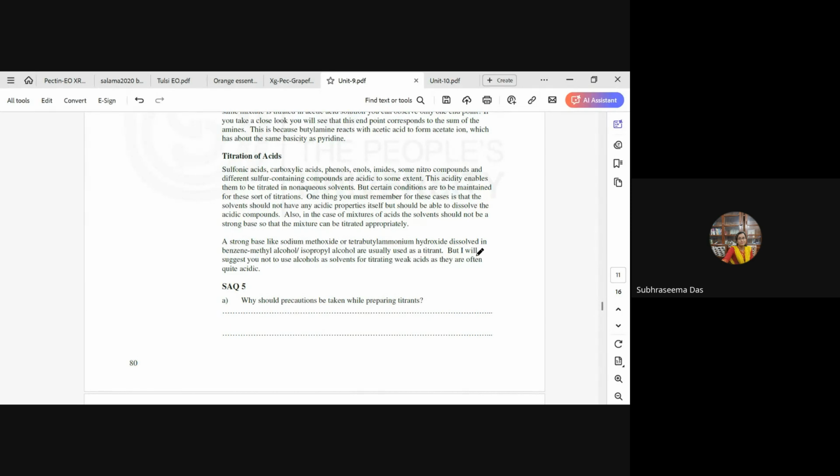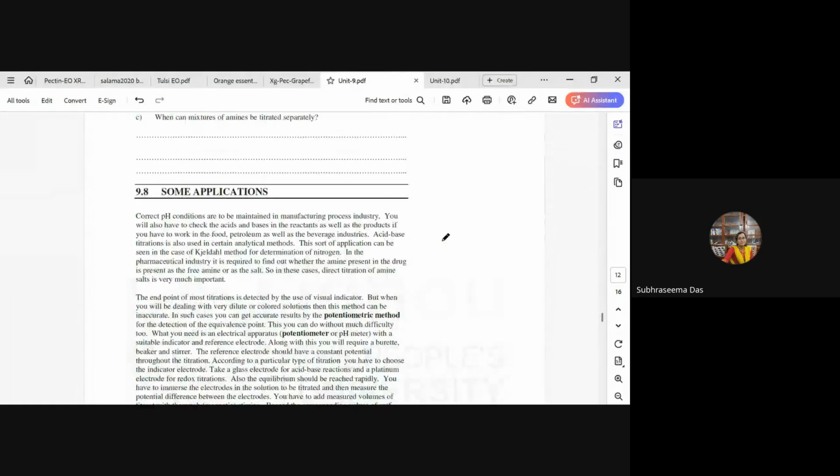One thing that always needs to be maintained is that the solvent should not have acidic properties by itself, so that it will be able to dissolve the other acidic compounds. Also, in cases of a mixture of acids, the solvent should not be a strong base, so that the mixture can be titrated appropriately. A strong base like sodium ethoxide or tertiary butyl hydroxide, dissolved in benzene, methyl alcohol, or isopropyl alcohol, is mostly used as a titrant for the titration of acids.